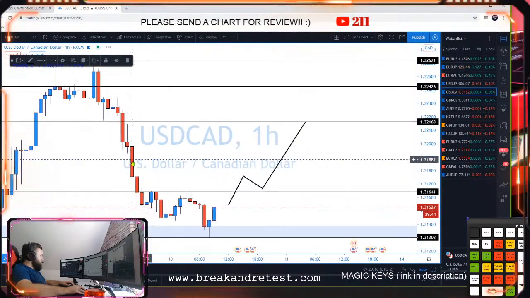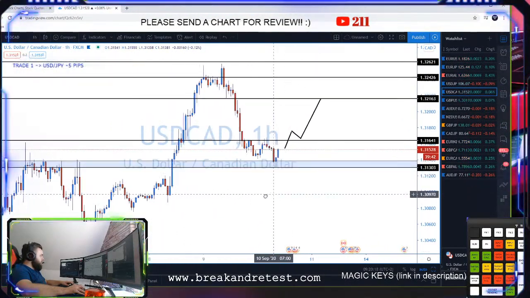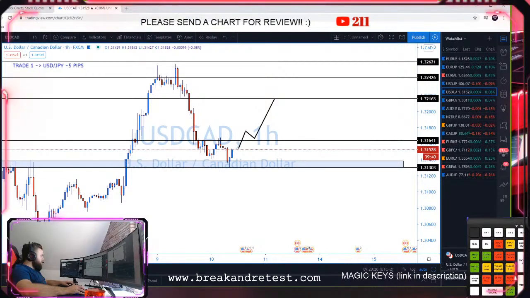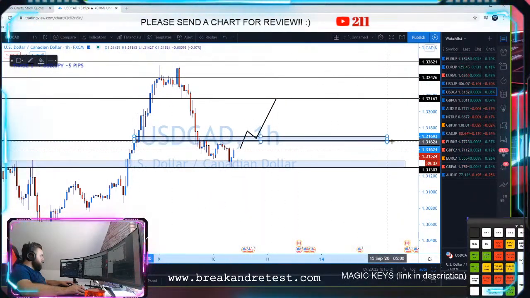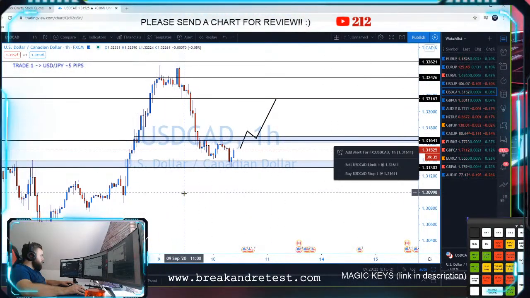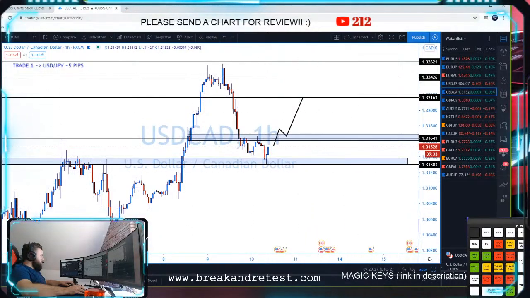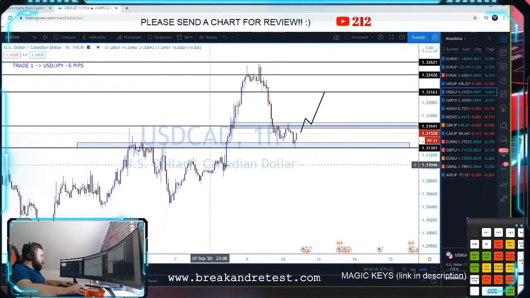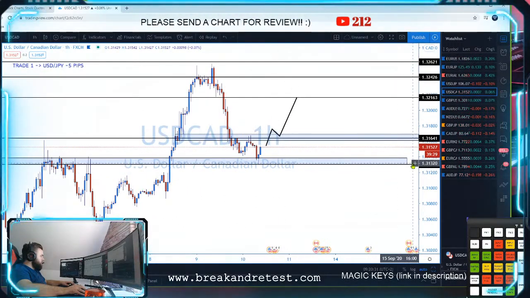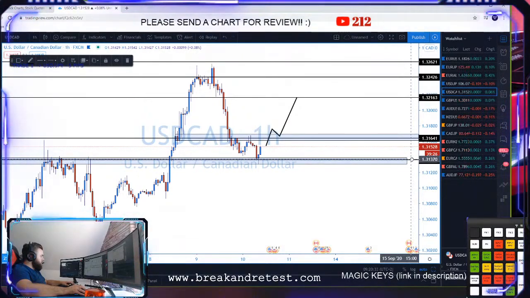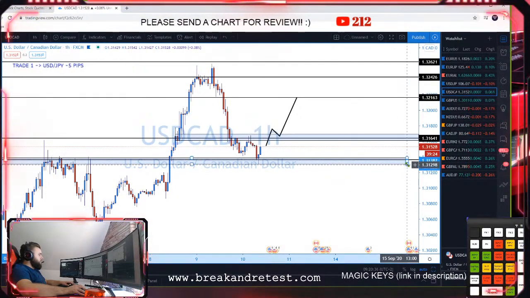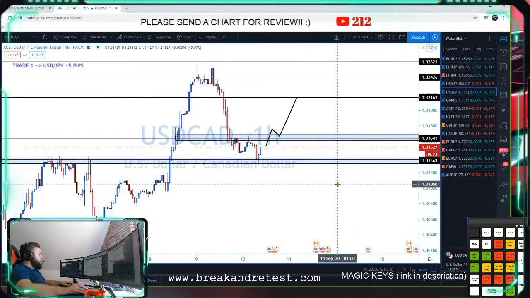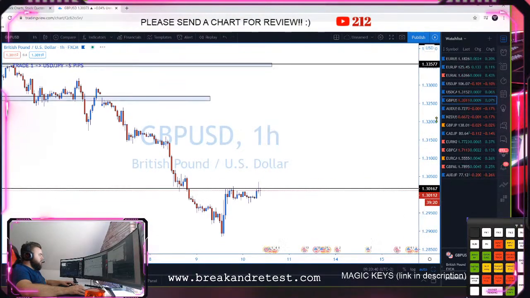So what I would like here is a break above, a retest on lower time frames, and some continuation to the upside. Other than that, maybe a break below this support. So we are in between these two zones now. I'm gonna have to wait.